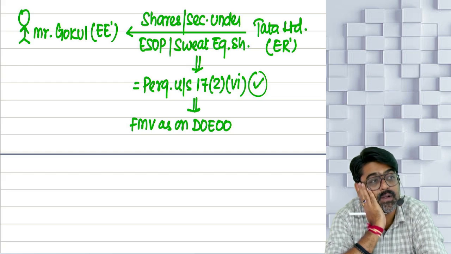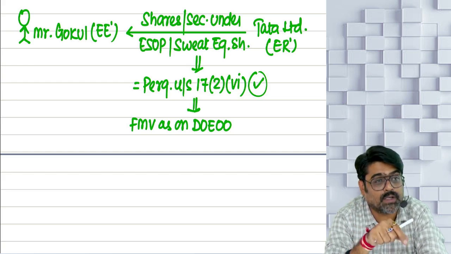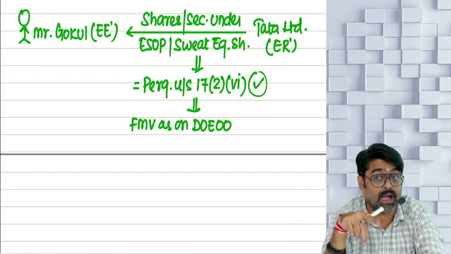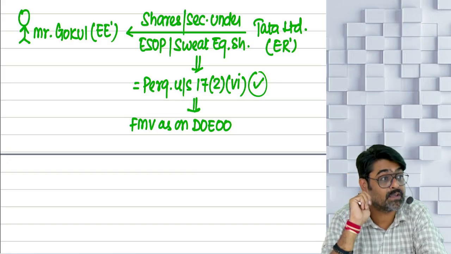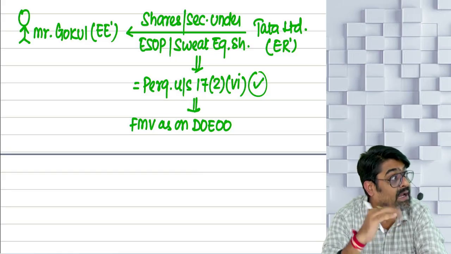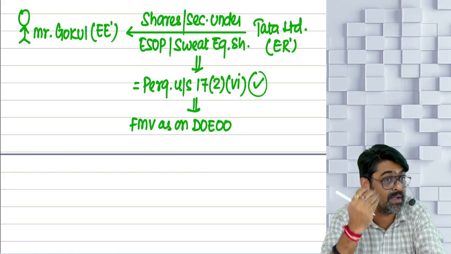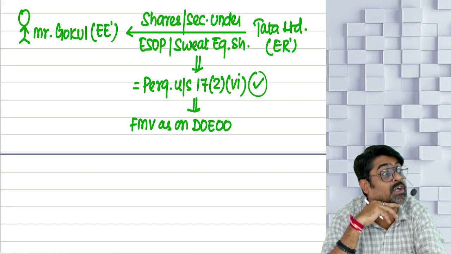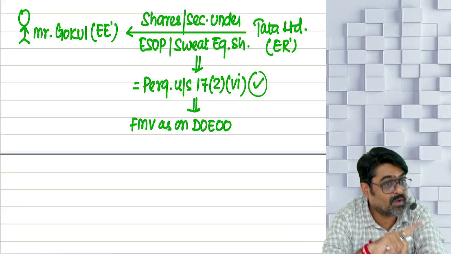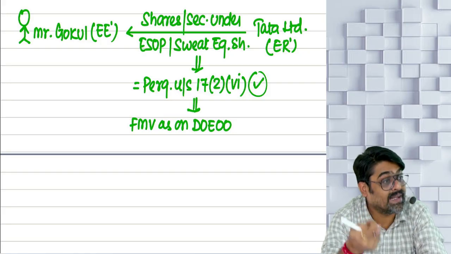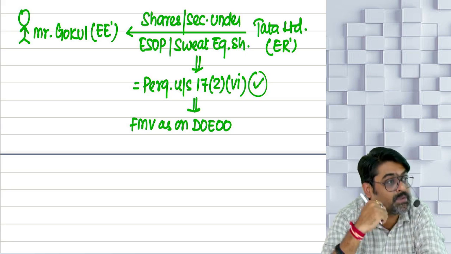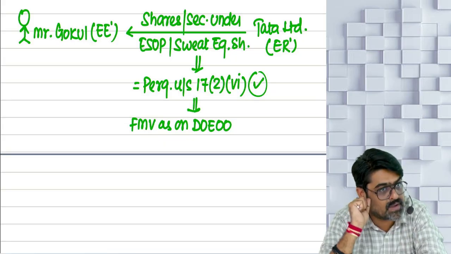Do you remember? As on the date of exercise of option, Gokul will exercise the option. Gokul will go and tell the employer, see, I am eligible to get sweat equity shares or ESOP shares because I have satisfied all the conditions which you have specified. So now I am exercising my option to buy them. The date on which he will exercise the option, on that particular date, whatever is the fair market value.